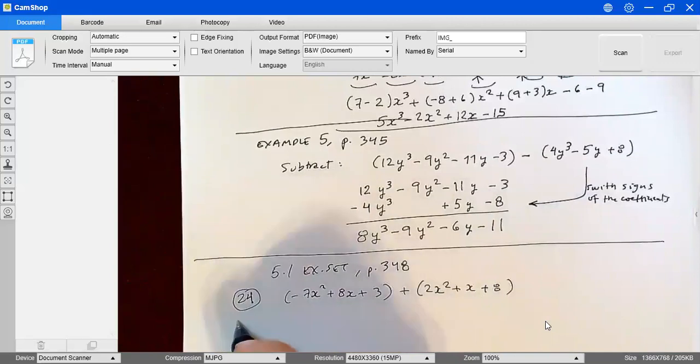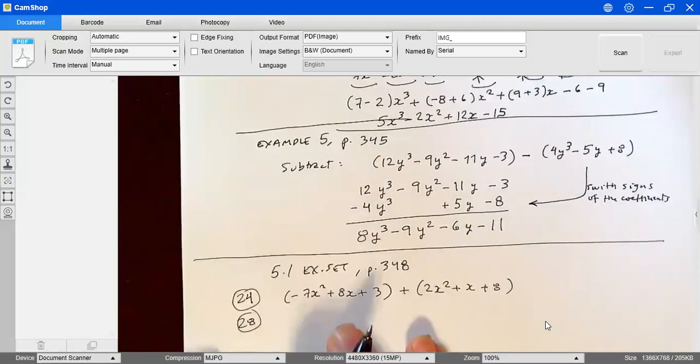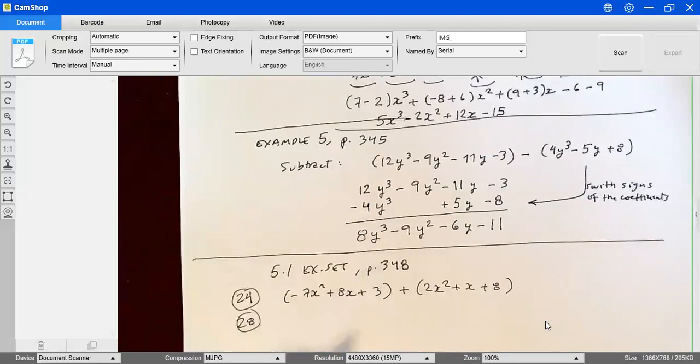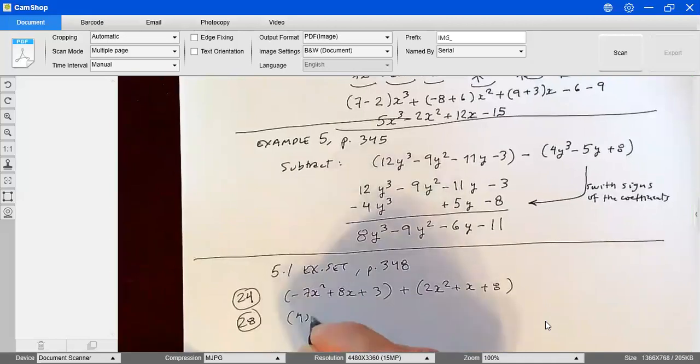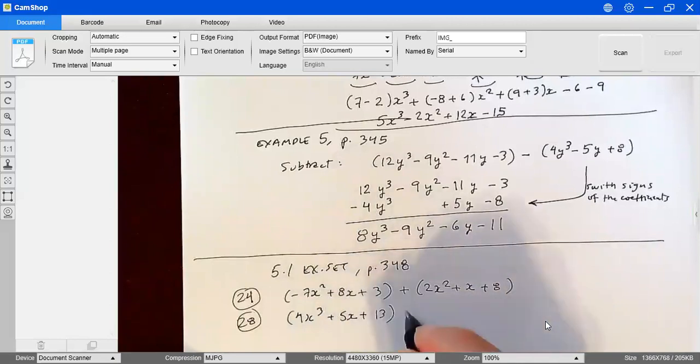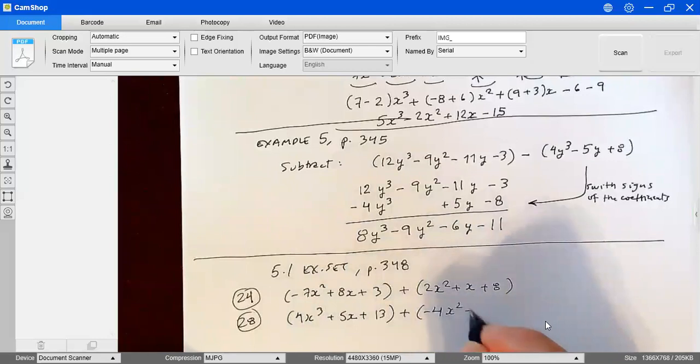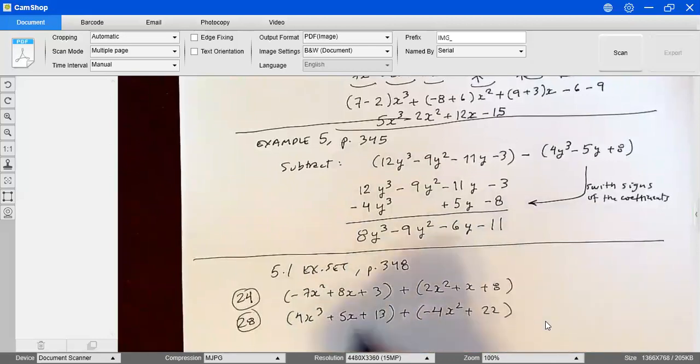Then the second one is 4x cubed plus 5x plus 13 plus negative 4x squared plus 22. You can do this in a vertical format because you have a different number of terms.